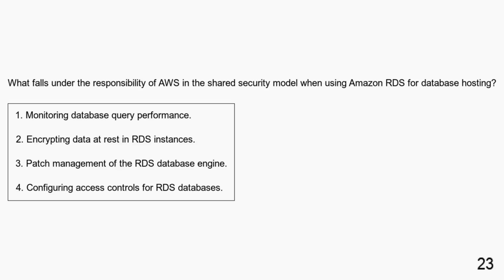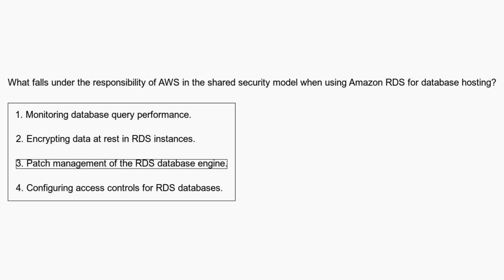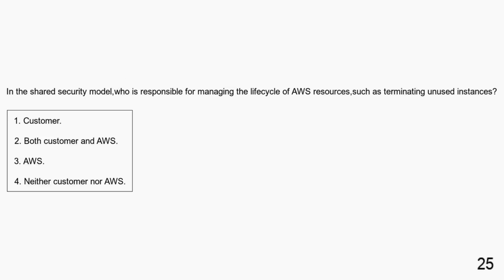What falls under the responsibility of AWS in the shared security model when using Amazon RDS for database hosting? Monitoring database query performance. Encrypting data at rest in RDS instances. Patch management of the RDS database engine. Configuring access controls for RDS databases. Patch management of the RDS database engine is a responsibility of AWS in the shared security model.